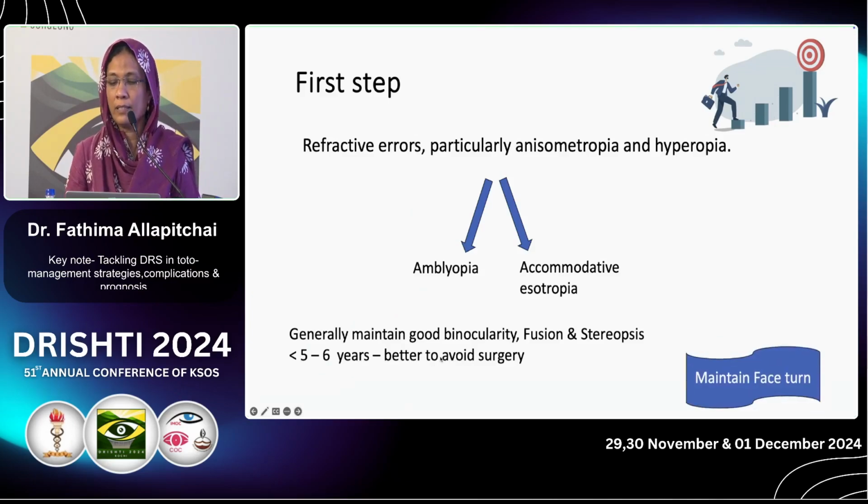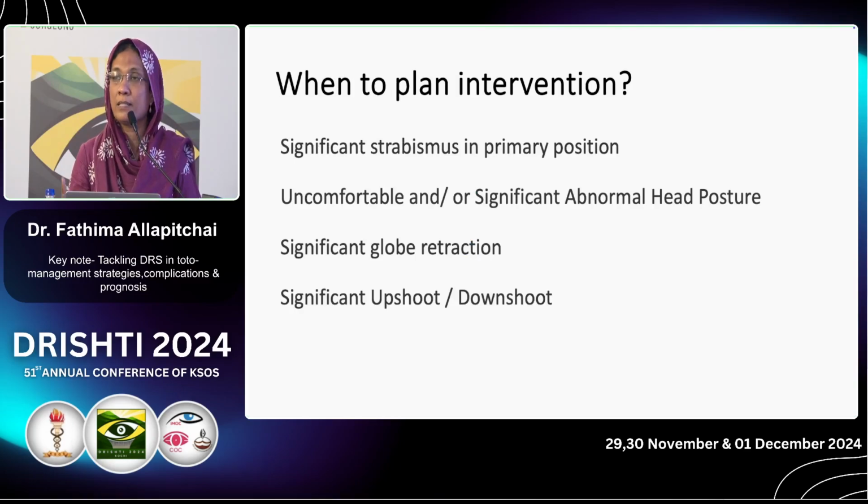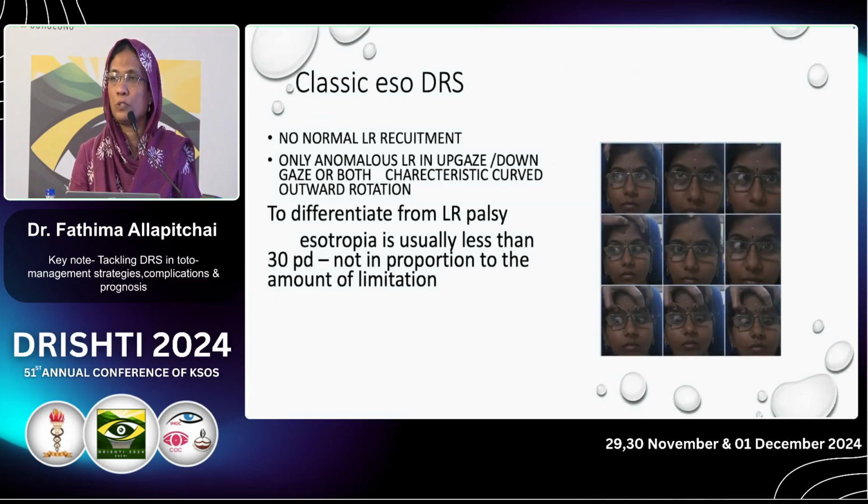Till then you can tell the parent to allow the child to maintain the face turn, because let the binocular vision be maintained. Sometimes some mothers will be more anxious and correct it, and the child will start suppressing one eye. So when to plan intervention: whenever there is significant strabismus in primary position, or significant AHP, or significant globe retraction or upshoot or downshoot.